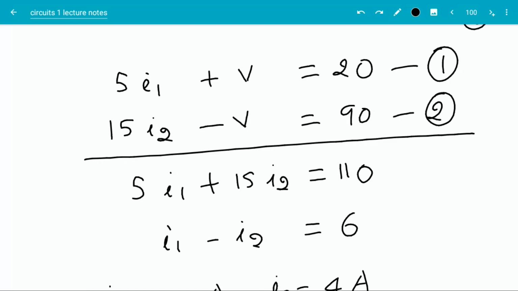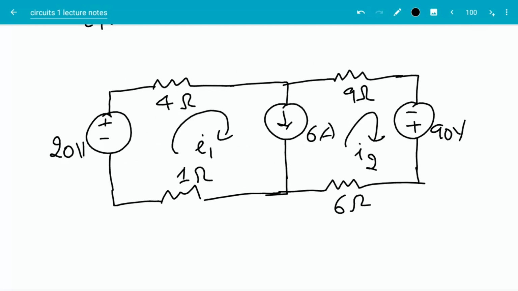Or alternatively, we could have directly solved the 3 equations and 3 variables. But there is a way where you can avoid the variable V altogether. Let's look at the same circuit again with loop currents I1 and I2. The problem previously was we were trying to write a KVL equation around that loop, and we could not directly express the voltage drop across the current source in terms of the loop currents I1 and I2.